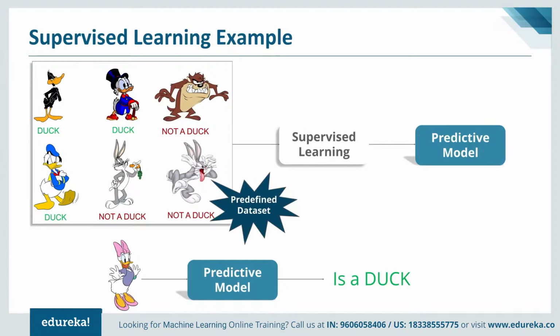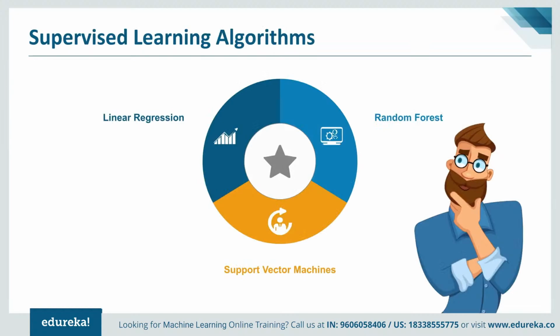Now let's move on and see some of the popular supervised learning algorithms. So we have linear regression, random forest, and support vector machines. These are just for your information. We'll discuss these algorithms in our next video.